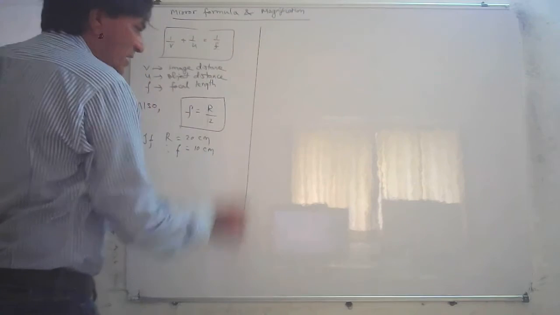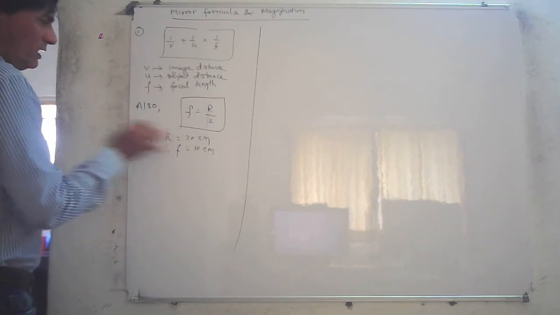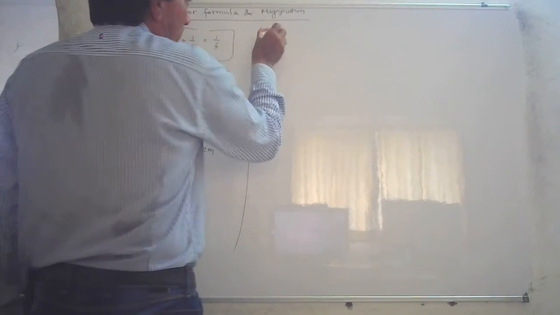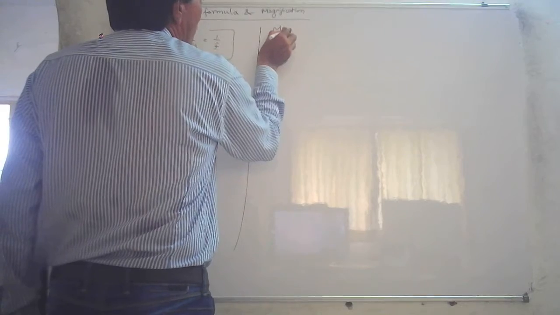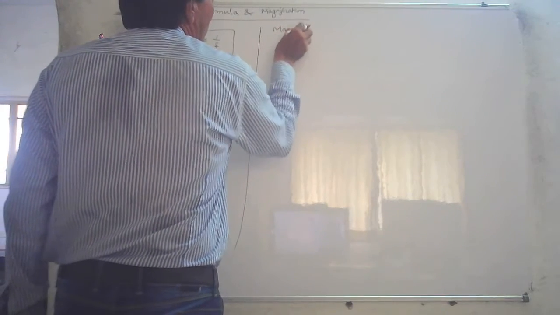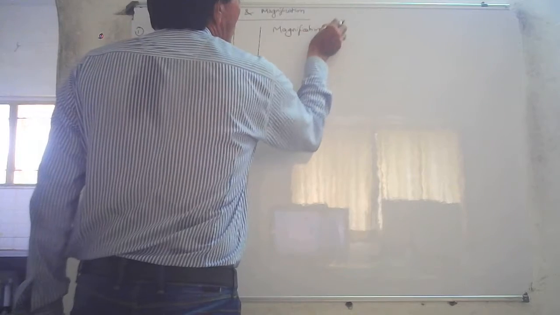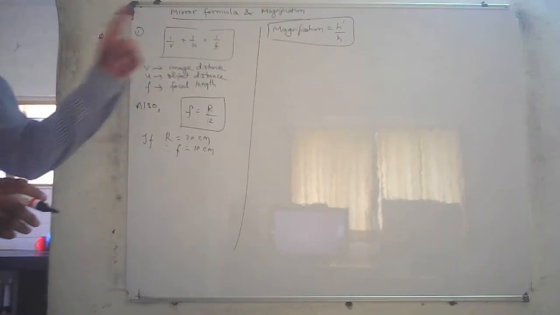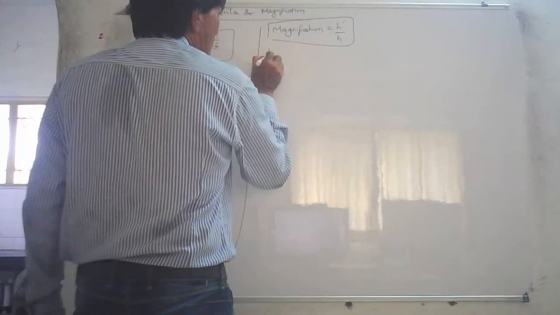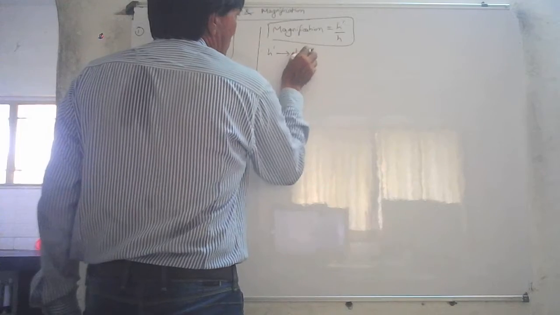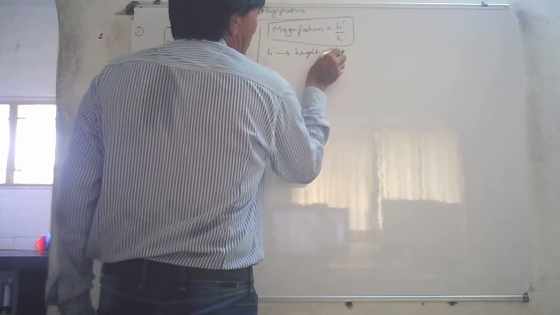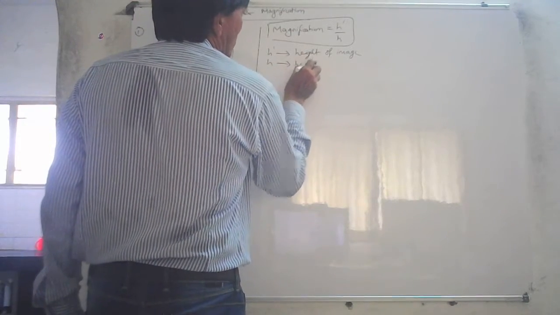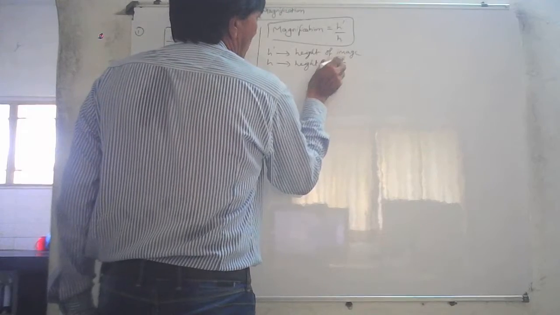The other formula that you need to bear in mind, this is the first one, this is the second one, and then the third formula that you need to bear in mind is this: that magnification is equal to h dash upon h. This is another formula, h dash upon h. Where h dash is the height of the image, and h is the height of the object.